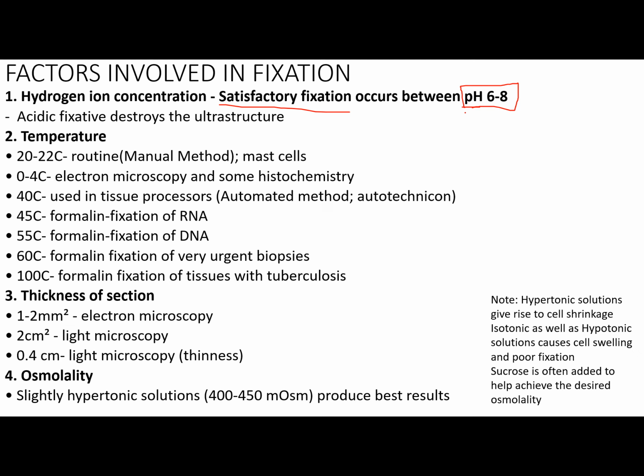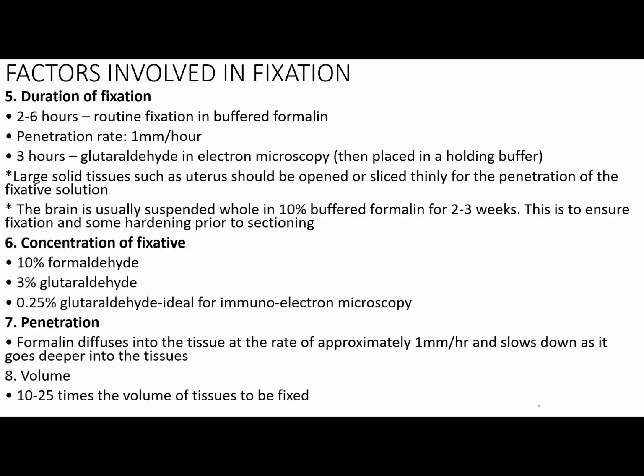Then another thing you need to consider is osmolality. A slightly hypertonic solution, usually in a range of 400 to 450 milliosmol, would produce the best result. Now, if you want to achieve the balance or ideal osmolality, you could add sucrose. Sucrose, class, would help achieve the desired osmolality.